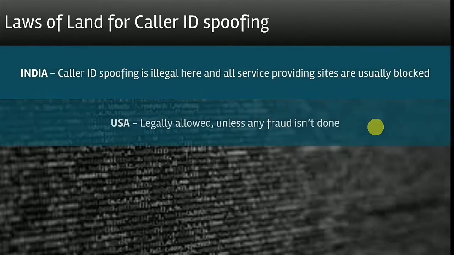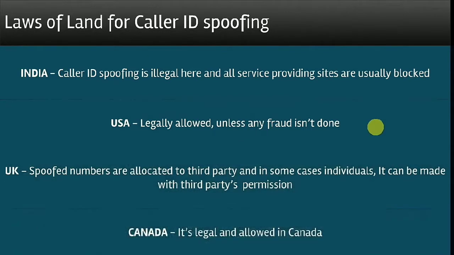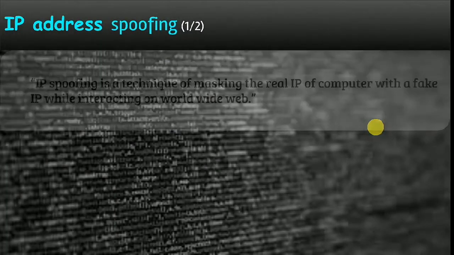Law of the land for caller ID spoofing. In India, caller ID spoofing is illegal here. All service provider sites are usually blocked. In the USA, it is legally allowed unless any fraud is done. In the UK, spoof numbers are allocated to a third party, and in some cases an individual can do it with third party permission. In Canada, it's legal and allowed, but in India caller ID spoofing is illegal because it is a crime.